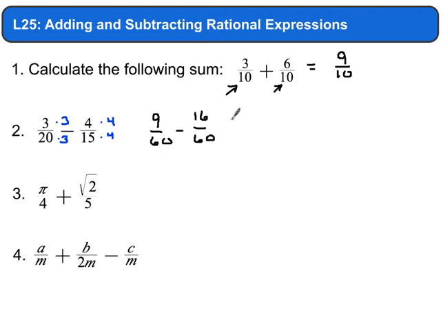Again, note that I now have common denominators. So once I do that, I do 9 minus 16. I'm going to get negative 7. And then that denominator remains the same.